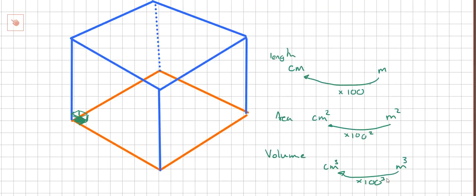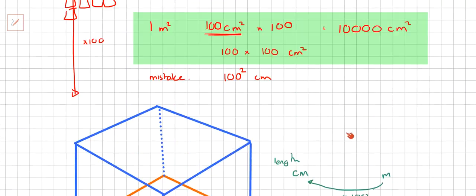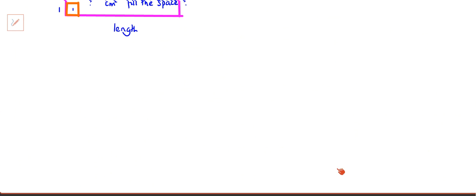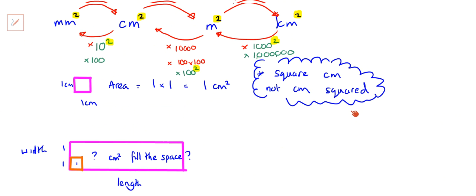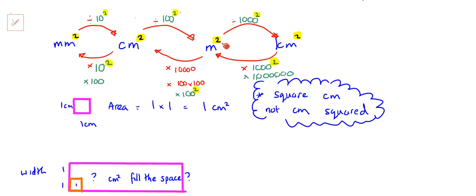Okay. Just going back, this volume thing, you can see how easy it is, isn't it? Volume, just multiply by 100 cubed or multiply by 10 cubed. All you actually need to remember is the length ones and how you go from one to the next. But what you're going to do today, like we did with length, you are going to just do some conversions, but of area.